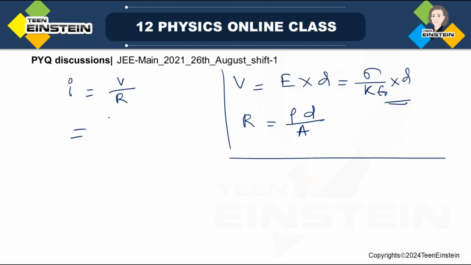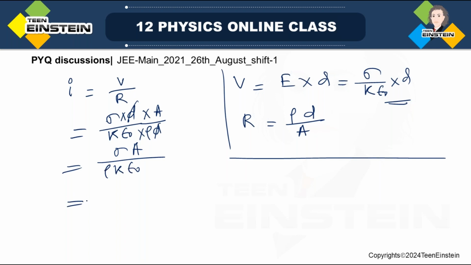Okay, V I'll put sigma into D by K epsilon naught, and in place of this R I'll put here rho D, and A will be going in the numerator. This D cancels out, and this sigma into A I'll just write as the charge in the capacitor plates. Okay, let me write that as Q. So that will be Q by this. So this is at any arbitrary time actually.